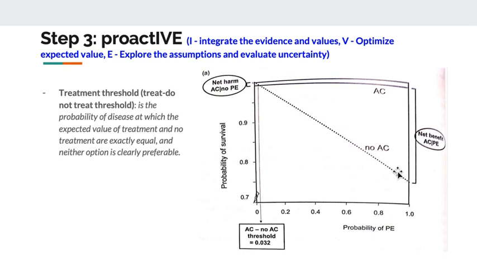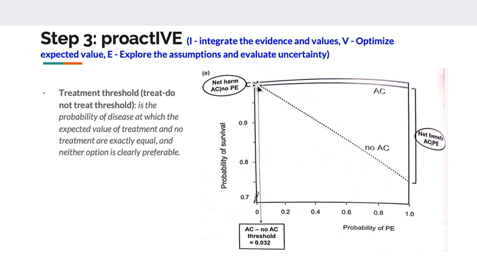We also see that if the probability of the PE increases right here, that's the value from 0 to 1, and it increases close to 1, the AC has much more benefit compared to the no AC scheme, and the net benefit compared between the two schemes defines the gap right here.